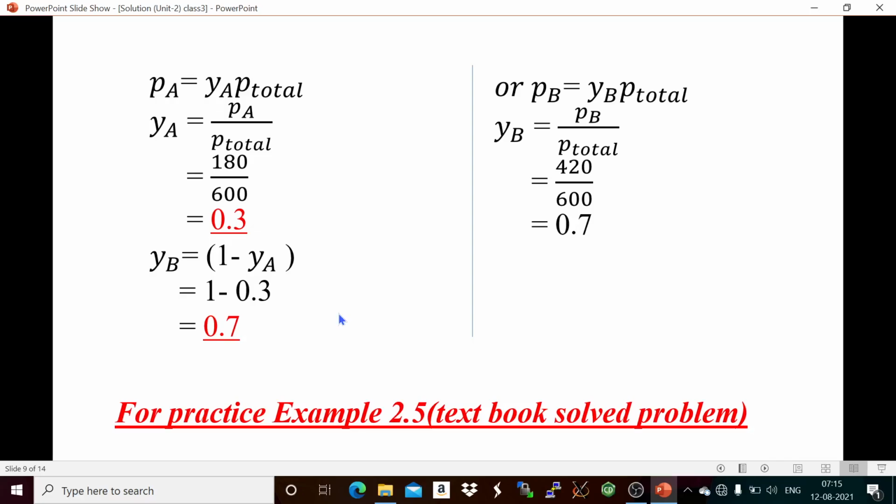For practice, you can try this one, the textbook solved problem 2.5. You have to try it.